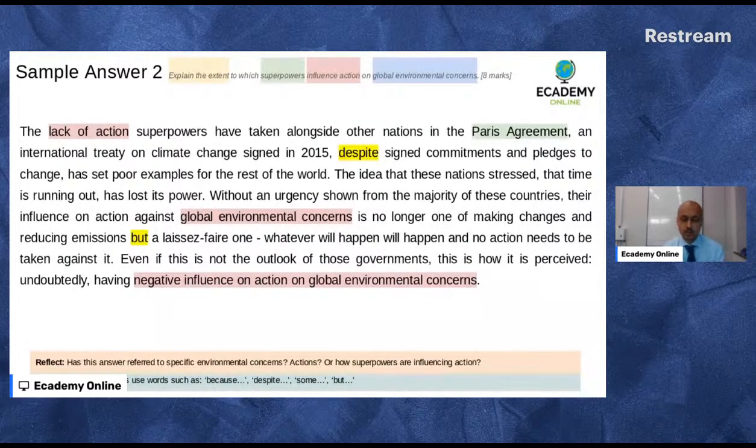Here's another paragraph. I'll give you 30 seconds to have a quick read of it, and then we'll discuss whether this candidate has referred to specific environmental concerns, actions, or superpowers influencing actions. Just give me a thumbs up when you're ready.